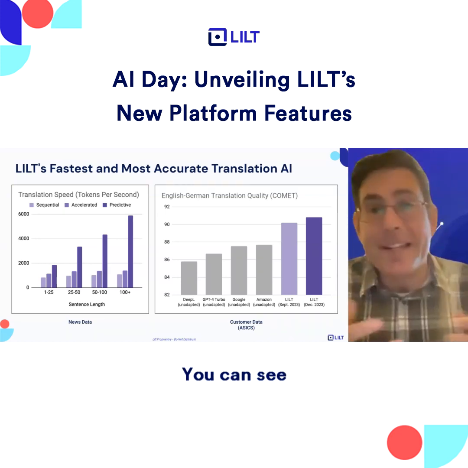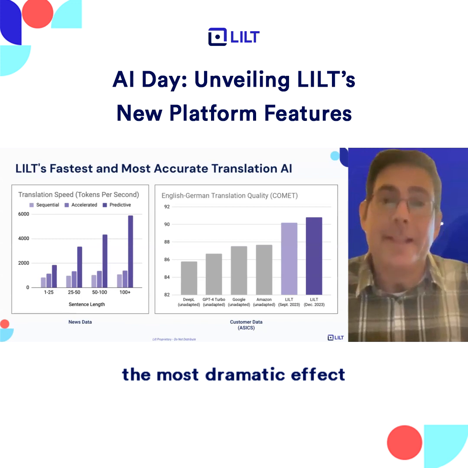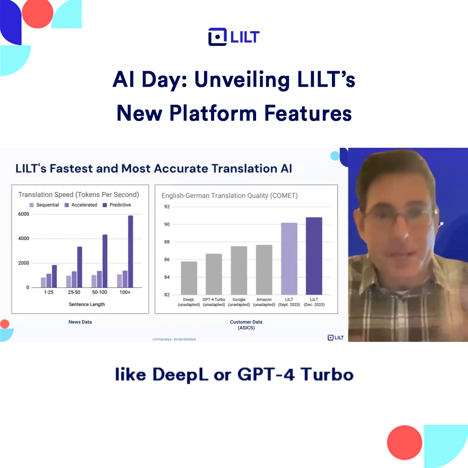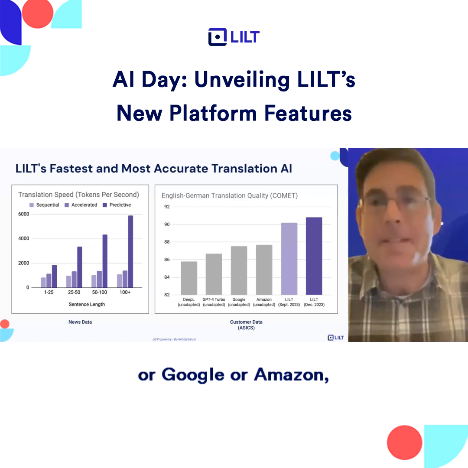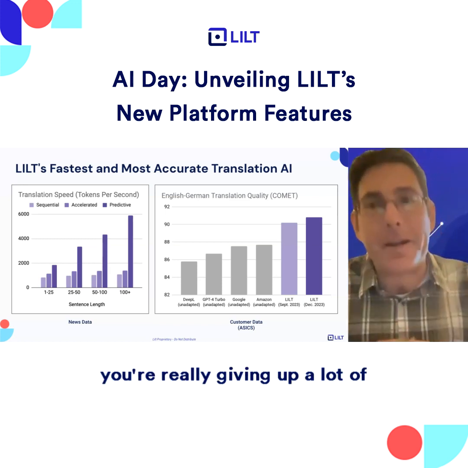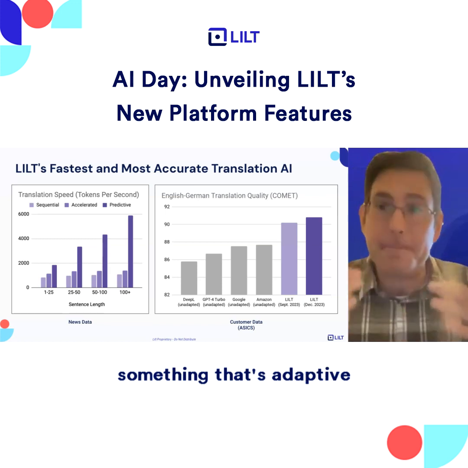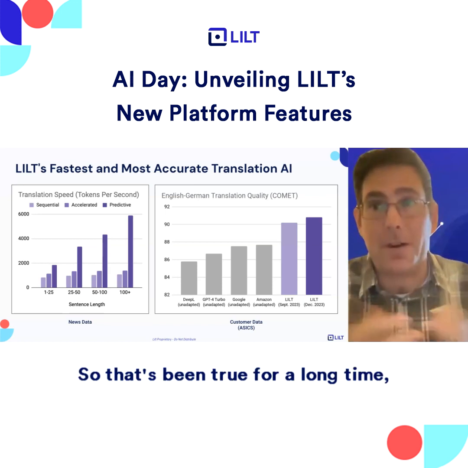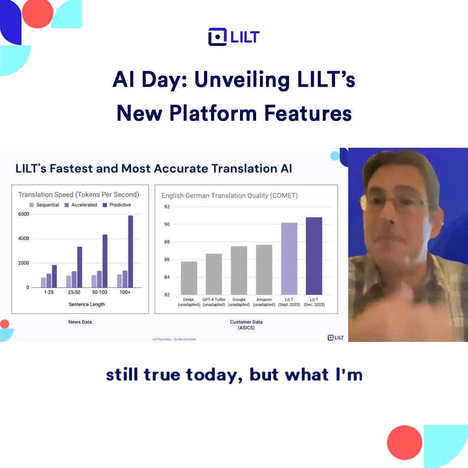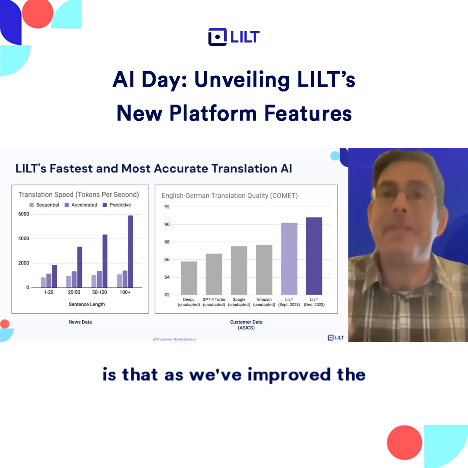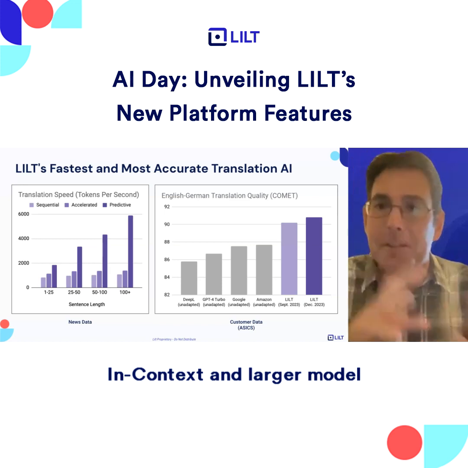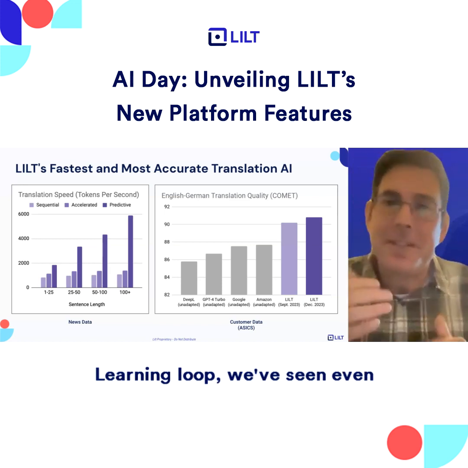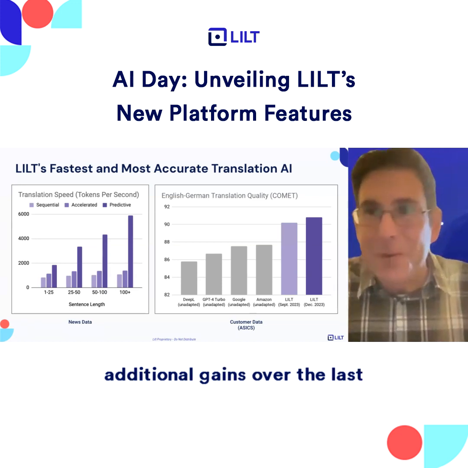You can see the most dramatic effect is that if you use an unadapted system, like DeepL or GPT-4 Turbo or Google or Amazon, you're really giving up a lot of translation quality compared to something that's adaptive and contextual. That's been true for a long time, still true today. But what I'm excited to see is that as we've improved the in-context and larger model combination and the in-context learning loop, we've seen even additional gains over the last few months.